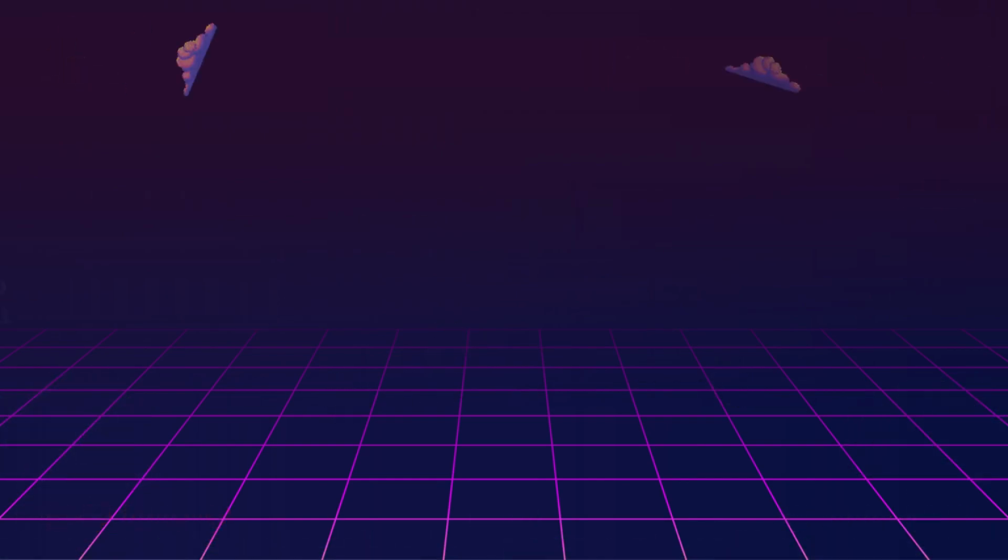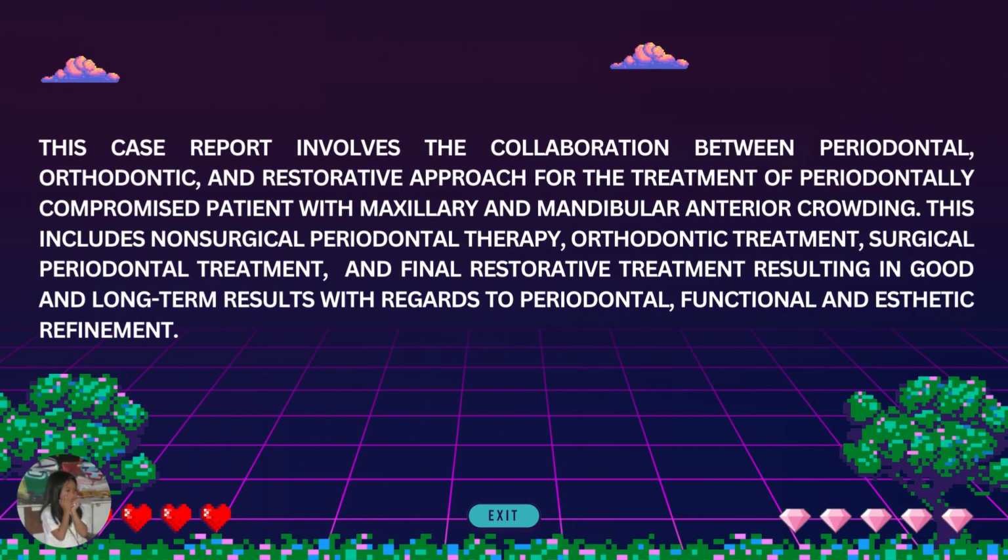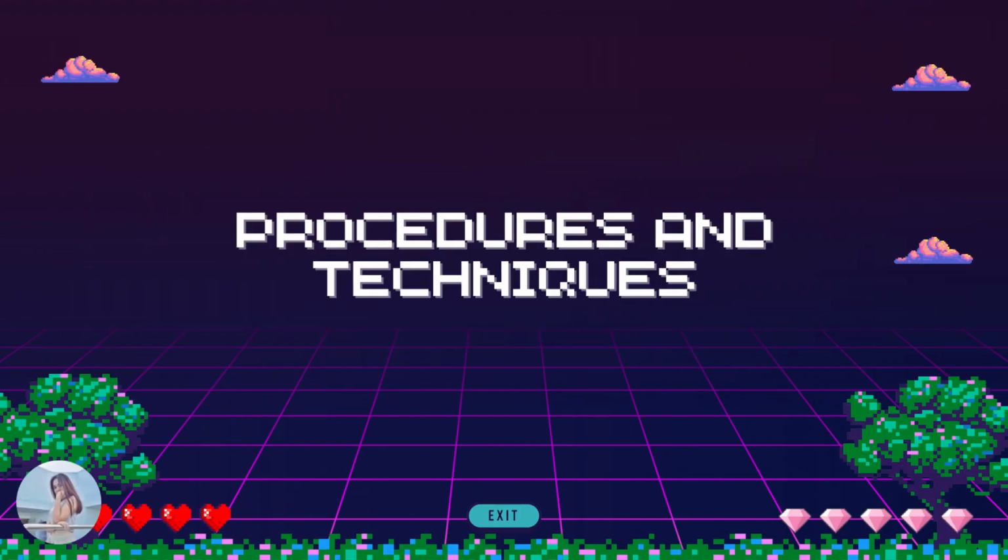Collaboration. This case report involves the collaboration between periodontal, orthodontic, and restorative approaches for the treatment of a periodontally compromised patient with maxillary and mandibular anterior crowding. This includes non-surgical periodontal therapy, orthodontic treatment, surgical periodontal treatment, and final restorative treatment, resulting in good and long-term results with regards to periodontal, functional, and aesthetic refinement.